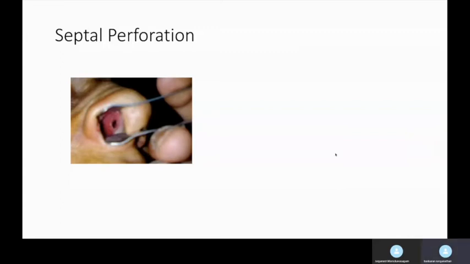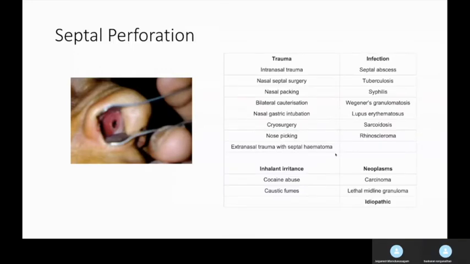So if you're shown a video or a photograph, just explain what you could see: the approximate size, where the perforation is seen, and how the mucosa around the perforation is looking. I'm not going through the causes of septal perforation in detail, but if you have a broad classification in your mind, like trauma, infection, neoplasm, idiopathic, and substance abuse, it'll be easier for you to explain the causes.